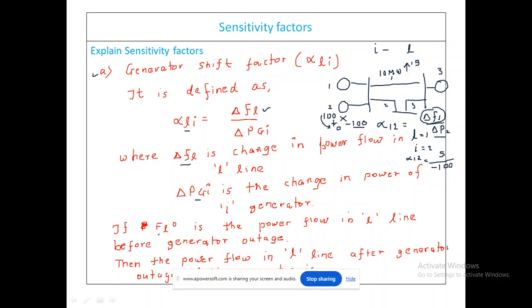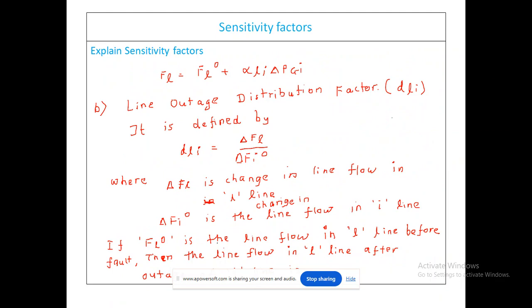Now, if FL naught is the power flow in the Lth line before generator outage, then the power flow in that same line after generator outage can be calculated by this equation. So here you can see FL equals FL naught plus delta Li into delta Pg. So FL naught is the flow in the Lth line before contingency, and after contingency, meaning generator outage, the ith generator is out.